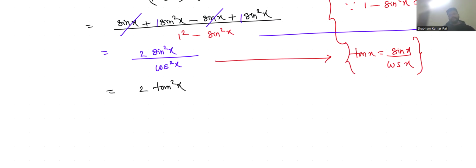This is your left hand side, right? And we have our right hand side as well, that is also 2 tan square x. Therefore, we can say that we have got left hand side equal to right hand side. I hope it is very clear to each and everyone.